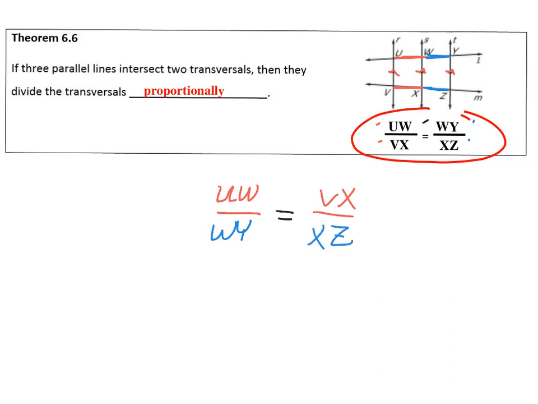All right, when I cross multiply up here, I'm still going to be multiplying the same terms. So I have UW times XZ, UW times XZ, and then WY times VX, WY times VX.